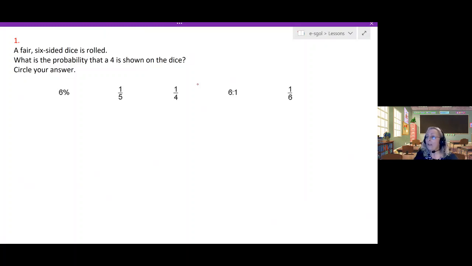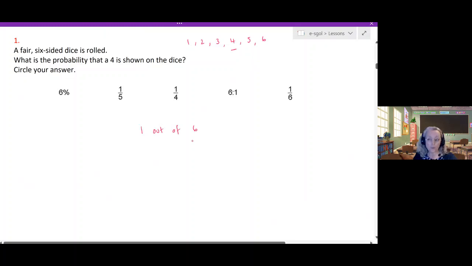Well, if we think about a dice, it's got 6 faces, and the numbers on it, we've got a 1, a 2, a 3, a 4, a 5, and a 6. And it says, what is the probability that a 4 is shown on the dice? Well, there's only one 4. So there's 1 4, and there are 6 numbers altogether. So the chance, it's 1 out of 6.